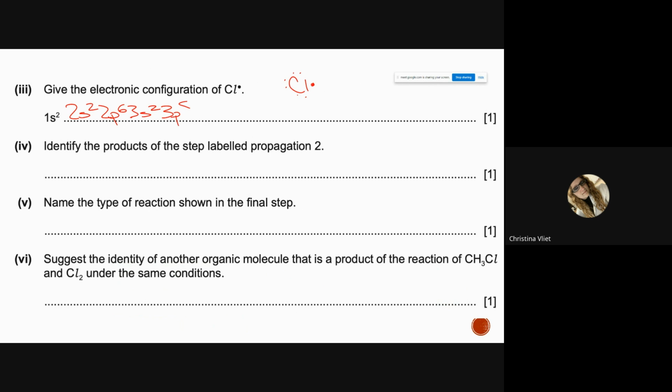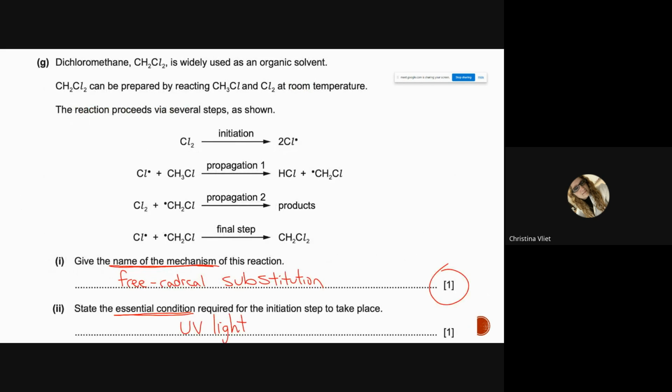Mark unlocked. Identify the products of the step labeled propagation 2. Wouldn't it be CH2Cl2 plus Cl? Yes. Got it. So what happens in propagation 2? Trace what happens. You've got this free radical. Free radicals, what do they do? They make others into free radicals. Do you agree? That's what they do in propagation.